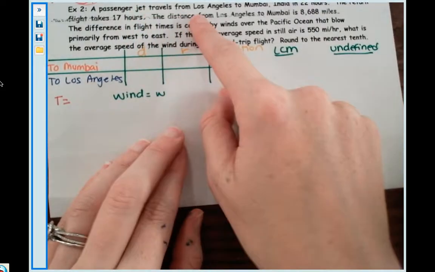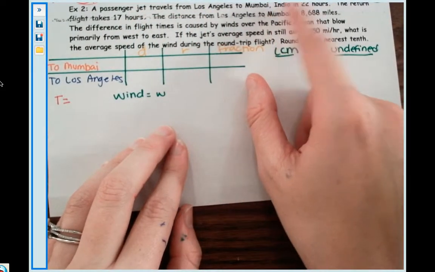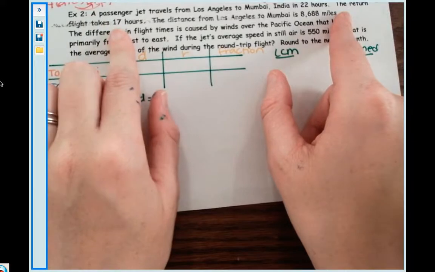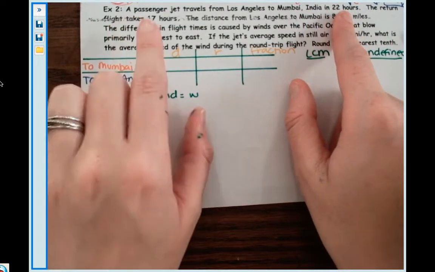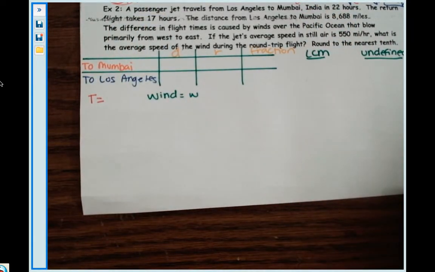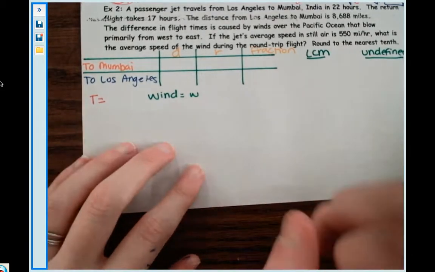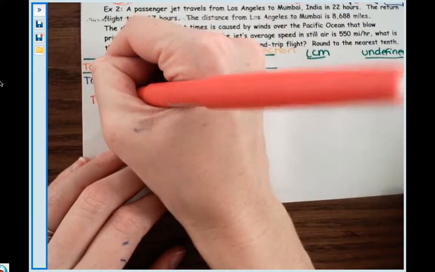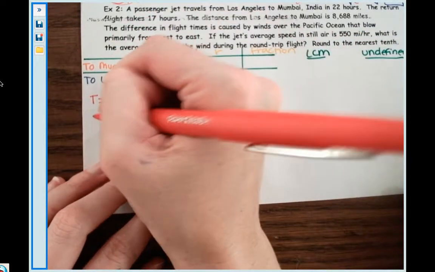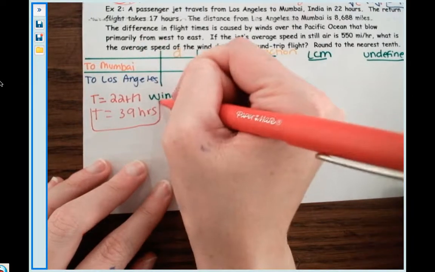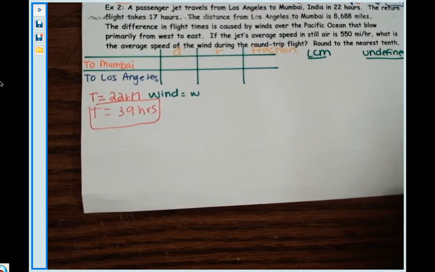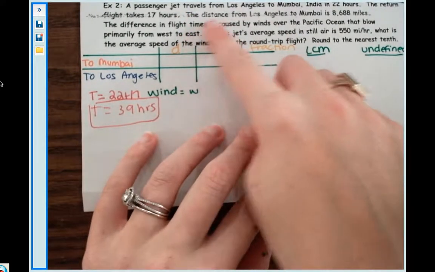So a passenger jet travels from Los Angeles to Mumbai in 22 hours, and the return flight is 17 hours. So for our total time, one way it's 22 hours, and on the way back, it's 17 hours. So our total time, we need to add those together. So 22 plus 17 would give us a total time of 39 hours in the air. That's a long time, you guys. Hopefully you never have to fly that long, because that is a little obnoxious. All right, but anyways, let's keep going.